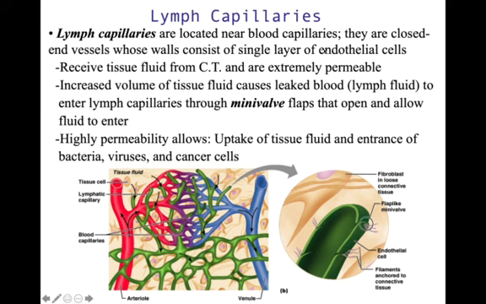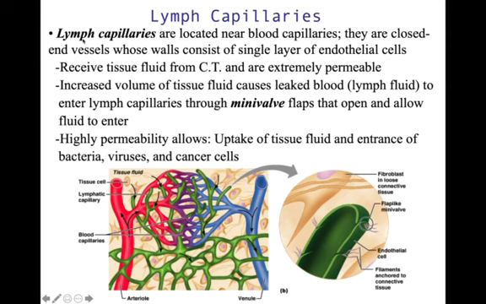All right, so these are closed-ended vessels consisting of a single layer of endothelial cells. So it's lined with a simple squamous epithelium. Now, these lymphatic capillaries that you can see in green here are so absorptive that scientists first believed these lymph capillaries were open-ended vessels and not closed-ended.